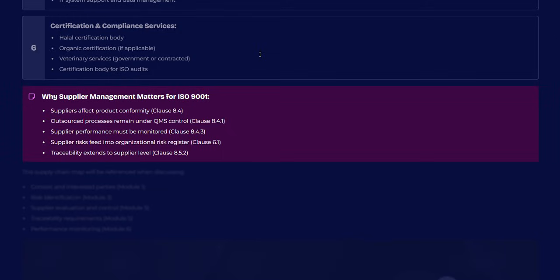Why does this supplier management matter for ISO 9001 specifically? Suppliers affect product conformity, and that's per clause 8.4. Outsourced processes remain under QMS controls, clauses 4.2, 4.1. Supplier performance must be monitored as per clause 8.4.3. Suppliers risk feeds into the organization risk register as per clause 6.1, and traceability extends to the supplier level as per clause 8.5.2.